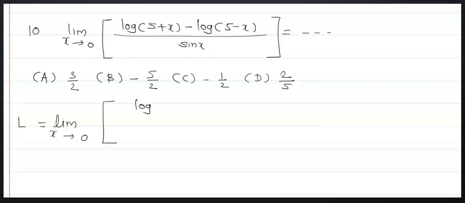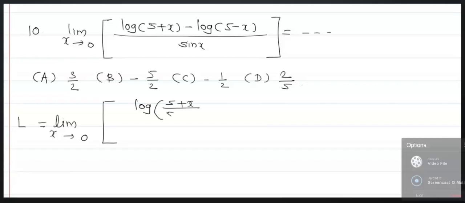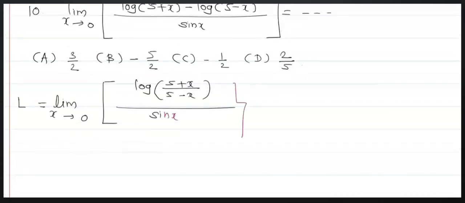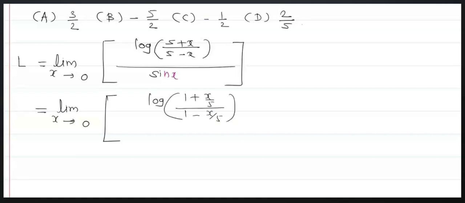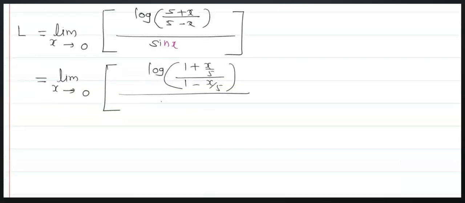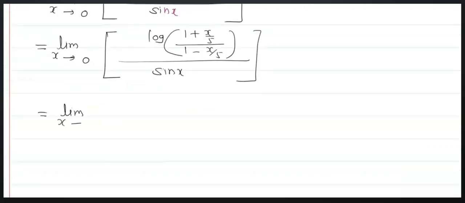Now the limit x tends to 0. Now see this. I am using the formula for the log, that is, log of m minus log of n gives log of m upon n. Then divide the numerator and the denominator by 5. The denominator is sin x. Limit x tends to 0, log of 1 plus x upon 5 upon 1 minus x upon 5, and the denominator is sin x.